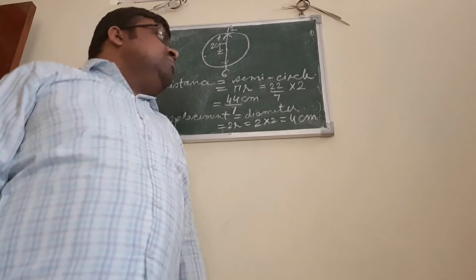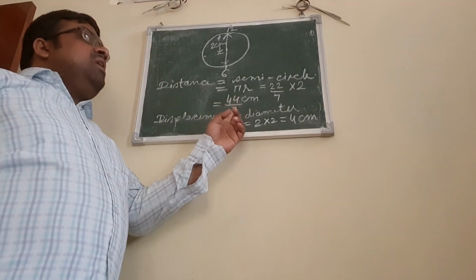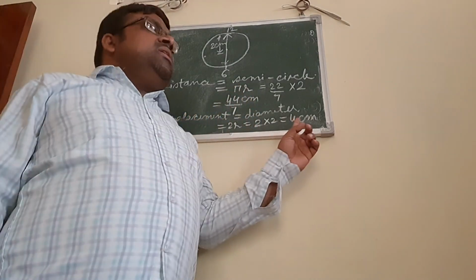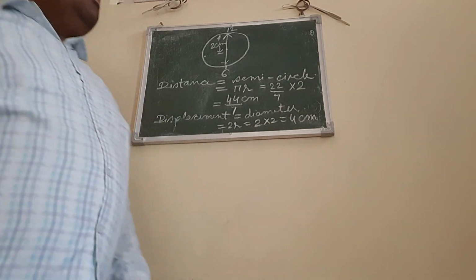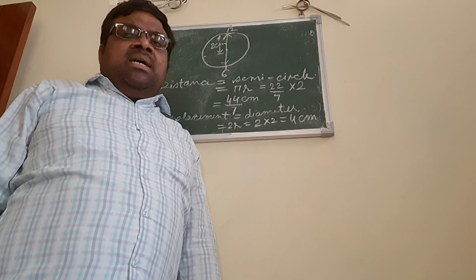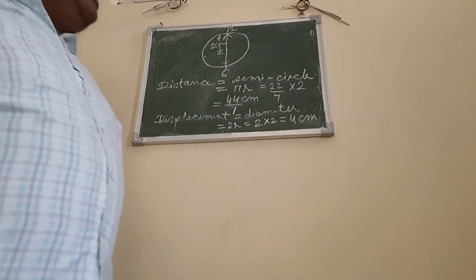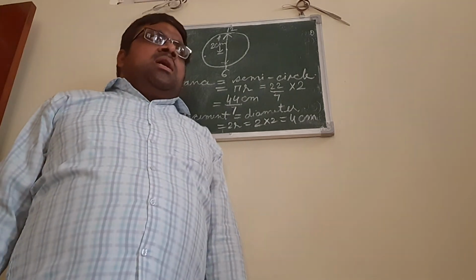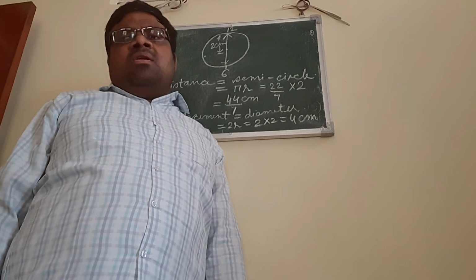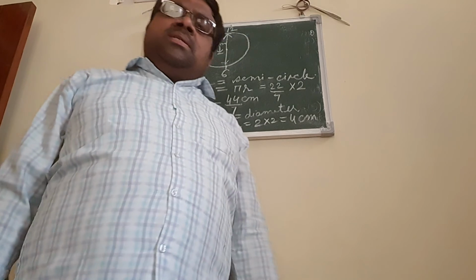So you can note it down. The distance is 44 upon 7 centimeter and the displacement is 4 centimeter. So this is our final answer regarding the distance and the displacement. And one more point, displacement can never be greater than the distance. It will always be less than or equal to distance.